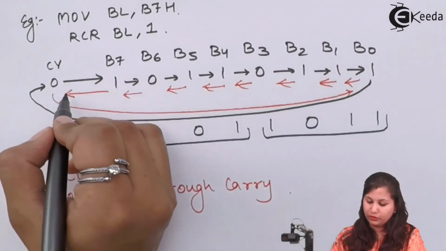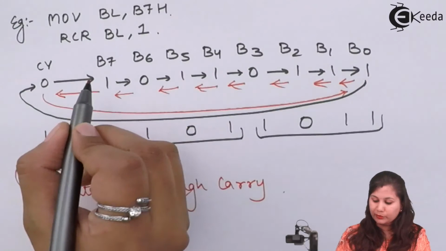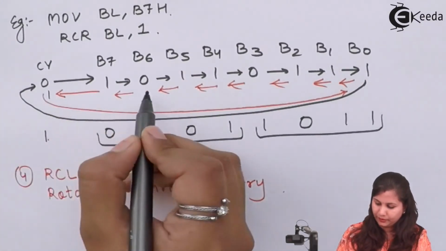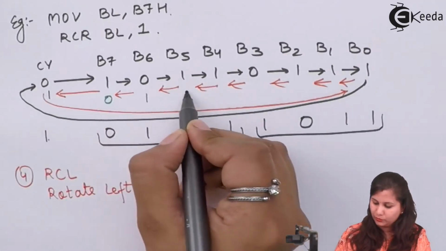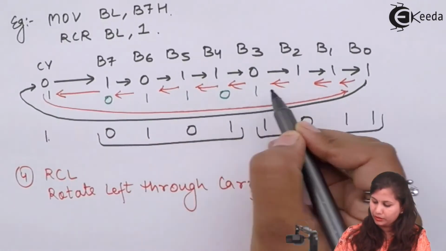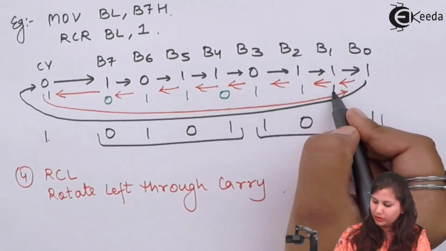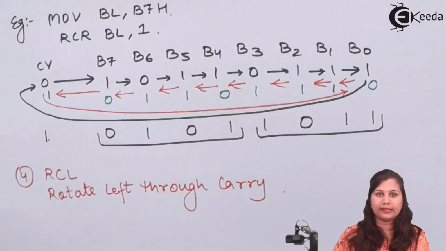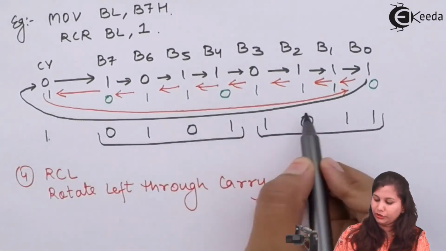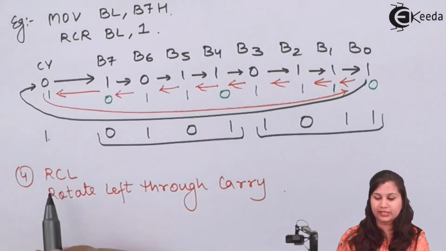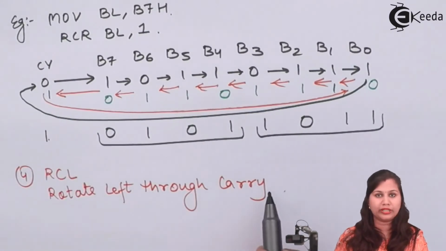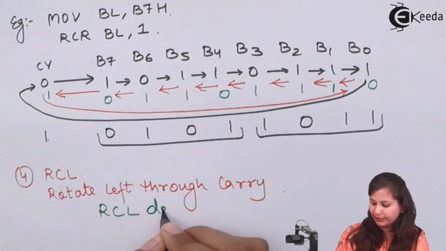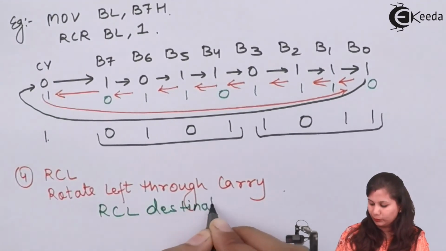So if we take the new contents, so new contents will be 1 will be placed here, 0, 1, 1, 0, 1, 1. This is 1, and the carry flag, it is placed at the LSB. Okay, so these are the new contents when we have executed the instruction rotate left through carry. Here also we are going to indicate in the instruction the destination and the count.